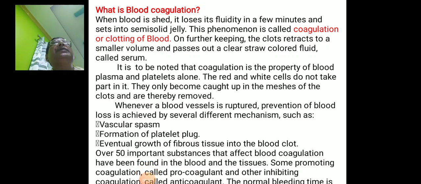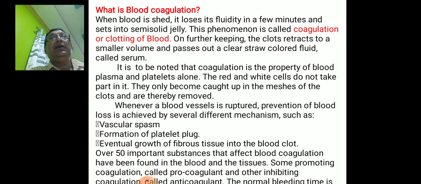So now I would like to discuss again what is blood coagulation, or the blood clotting mechanism. So what is blood coagulation? When blood is shed, it loses its fluidity in a few minutes and sets into a semi-solid jelly. This phenomenon is called the coagulation or clotting of the blood.